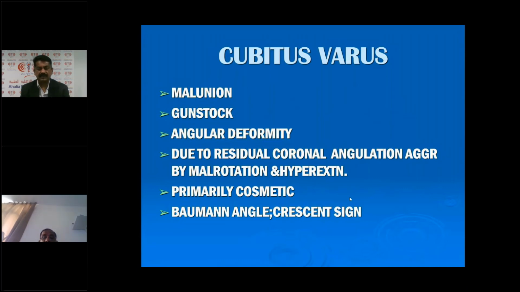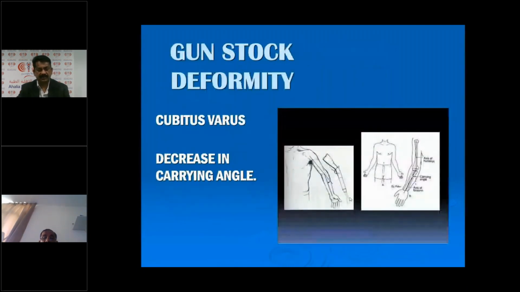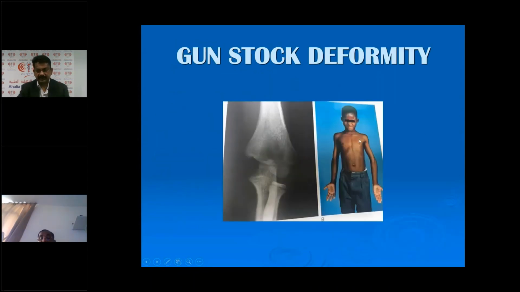There is some kind of fixed flexion deformity also that happens. The Baumann angle will be increased in this cubitus varus, and the crescent sign also will be there. So this is the gunstock deformity, as you can see. There is a decrease in the carrying angle. The carrying angle is the angle formed by the long axis of the humerus and the long axis of the forearm, with the forearm supinated and the elbow in extension. Usually it is 5 to 10 degrees. One has to always check the other side to compare.